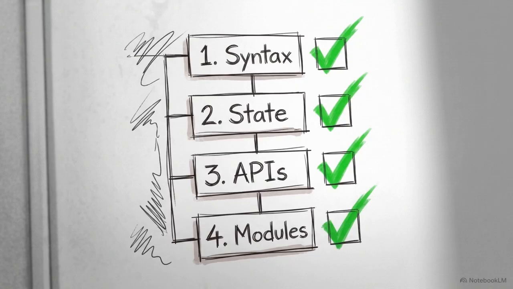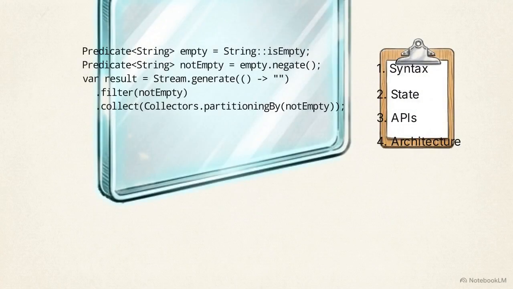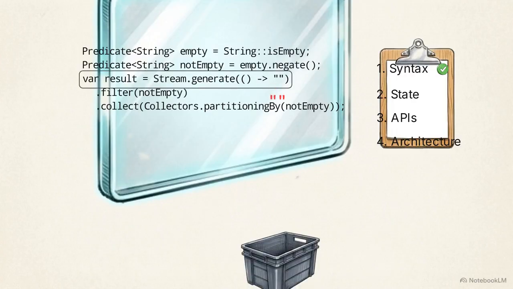We have our decoding checklist: compile check, state track, black box, and architecture. Now apply this checklist to the complex stream snippet from the beginning of our analysis. Step 1. Does it compile? Yes, this stream is syntactically flawless. Step 2. Track the state.